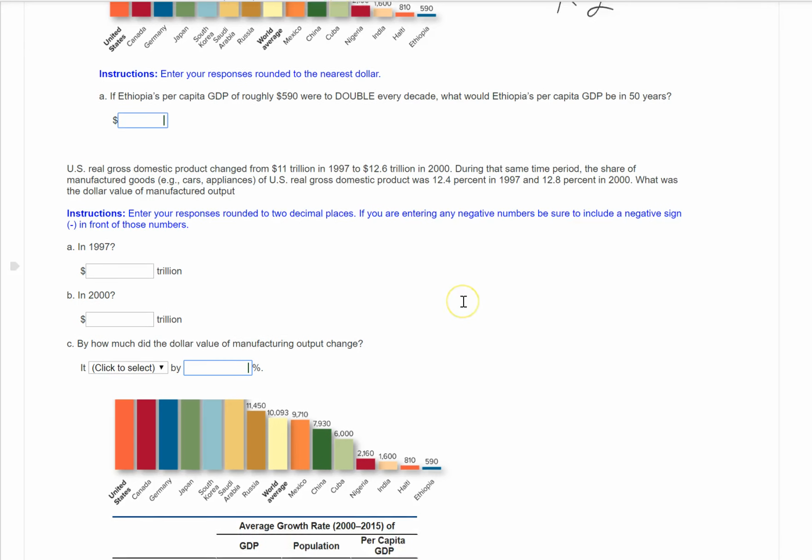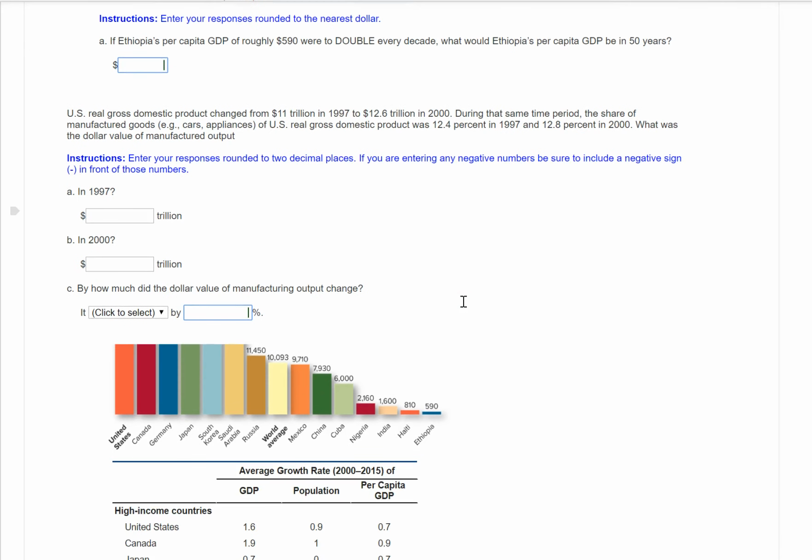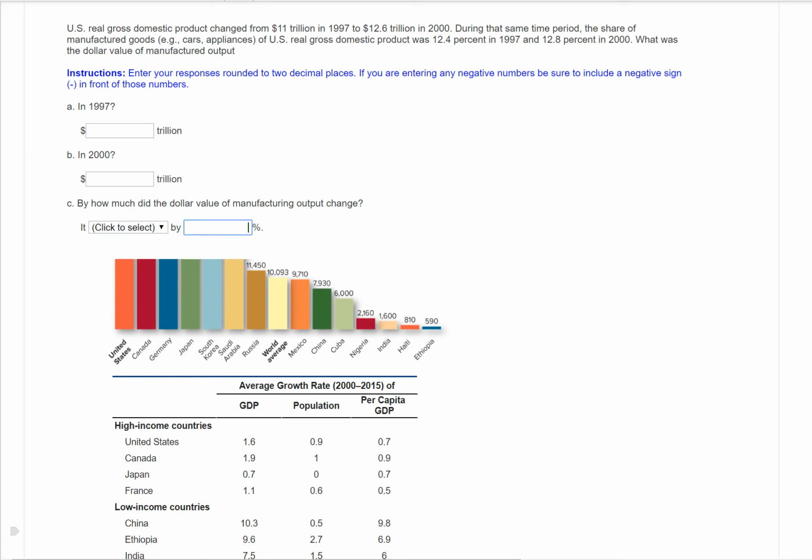U.S. real gross domestic product changed from 11 trillion to 12 trillion. They give you the values here, from 11 trillion in 1997 to 12 trillion in 2000. During that same period, the share of manufactured goods of U.S. real GDP was 12.4% in 1997 and 12.8% in 2000. What was the dollar value of manufactured output? And they give you some time frames. So in 1997, in 2000. And then how much did the dollar value change? This one is multi-step and a little bit tricky.